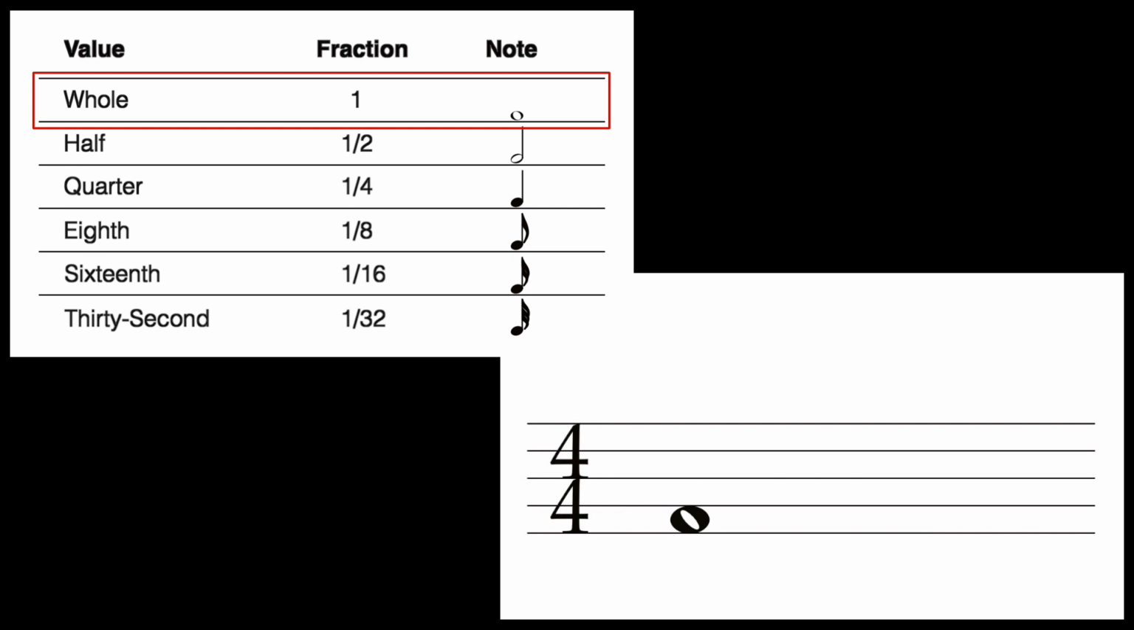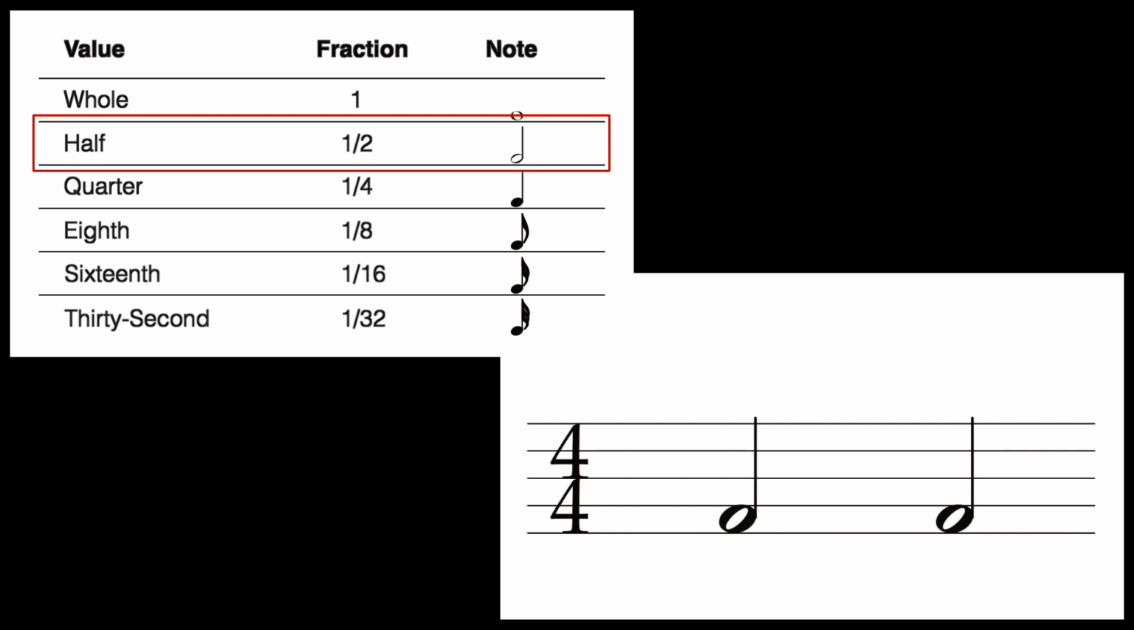It's also worth noting then that if there is a whole note in a measure of 4/4 time, there's really no more room for any other notes in that measure. Okay, so next we have a half note, and it can be represented by 1/2. So if a whole note is equal to 1 measure of 4/4, then a half note is equal to half a measure of 4/4. You can have 2 half notes in a measure of 4/4 time.